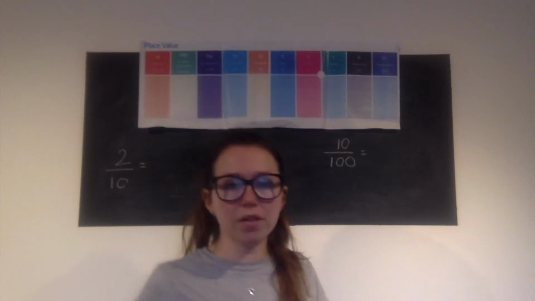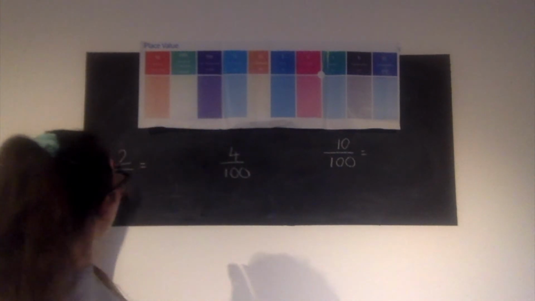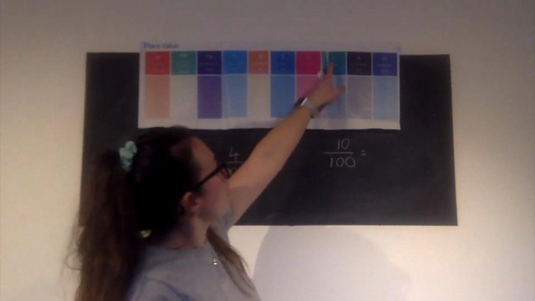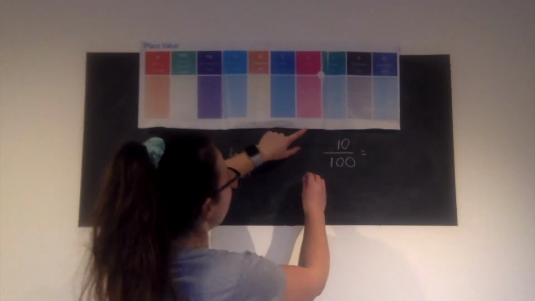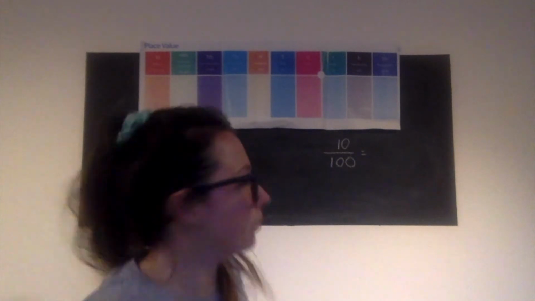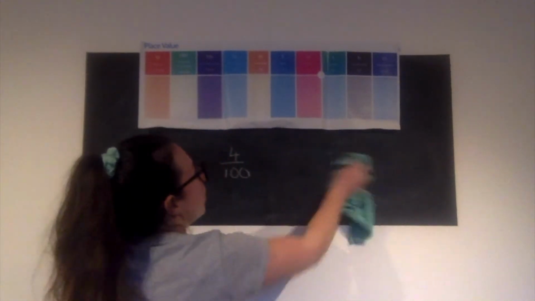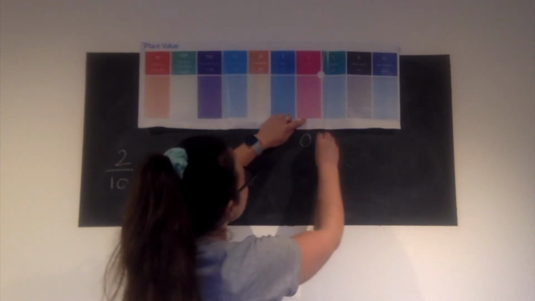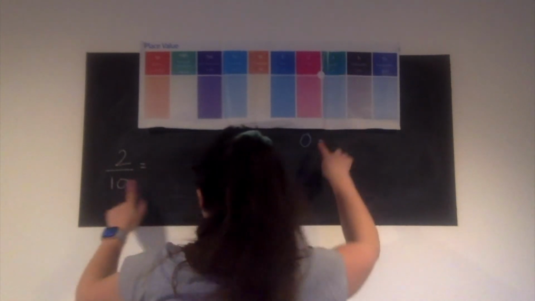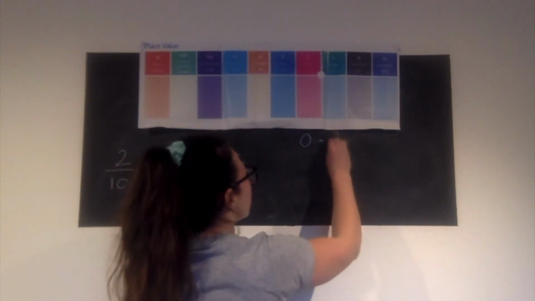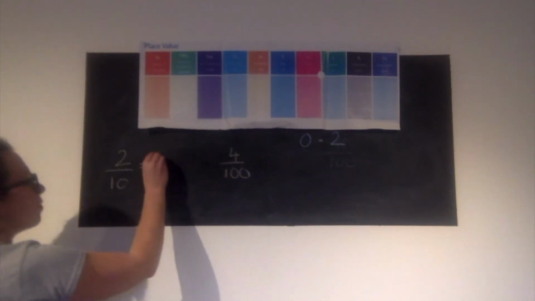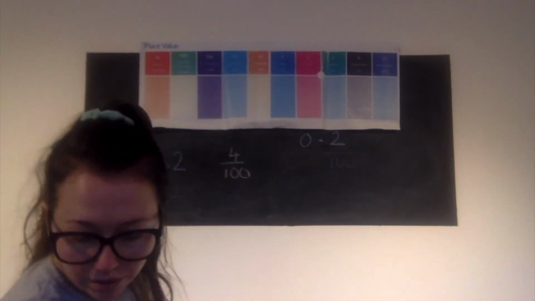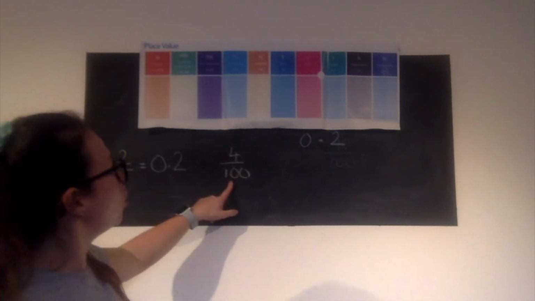Let's start off with our 2 tenths. So 2 tenths, 2 out of 10, it's part of a whole, so it's going to go in my tenths column. So I would have 0 in my units column, decimal point, and then in my tenths, I've got 2 tenths. So 2 tenths is the same as 0.2.